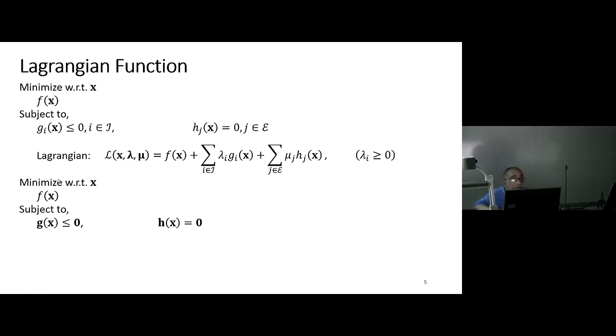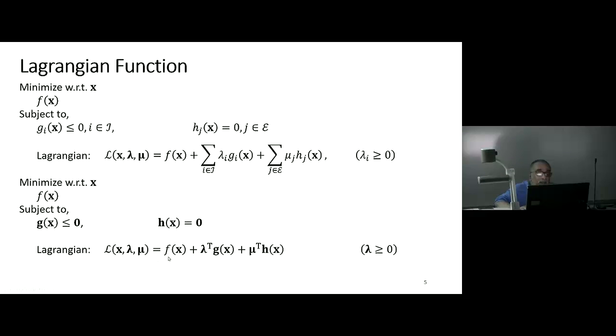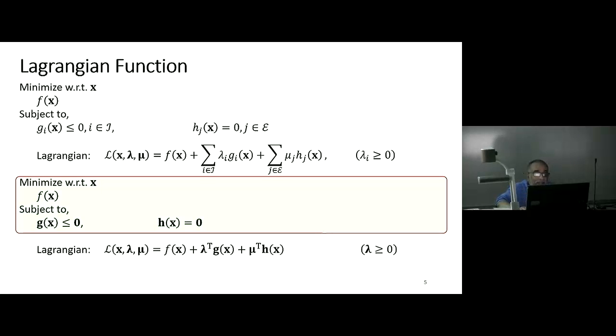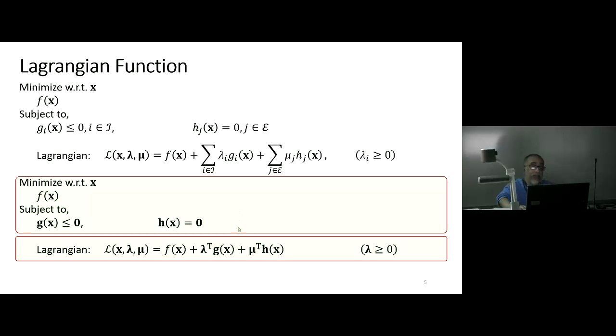Okay, and vectorially, this is what we have. And the Lagrangian would then be expressed in this manner. f of x plus lambda transpose g of x plus mu transpose h of x. And lambda, the vector lambda is greater than equal to 0. It means element-wise, each element of lambda is greater than equal to 0. And let's highlight this. This is the COP, standard form, which we shall use everywhere. And this is the Lagrangian.